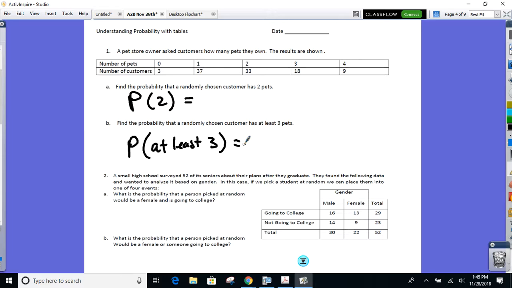Probability you get 2. How many have 2 pets? 33, and then you got to do a little adding. Out of how many customers? 100, yep. 33 out of 100.